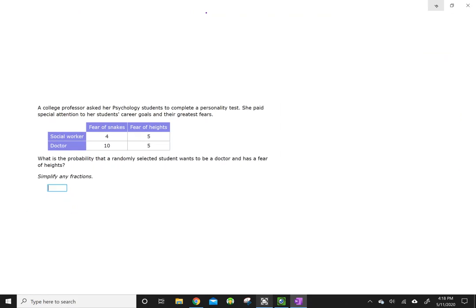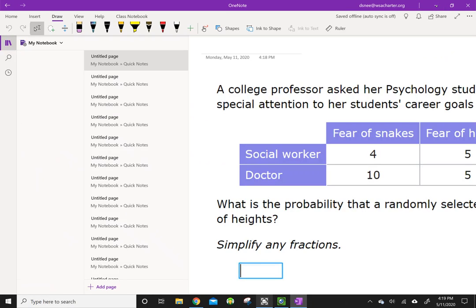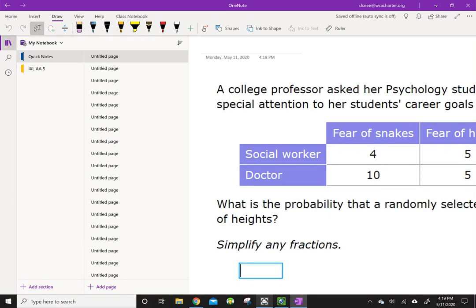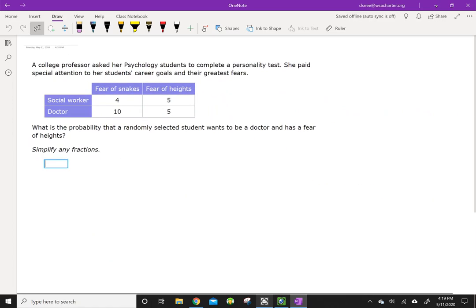Okay, it's the same kind of thing. We're trying to figure out what is the probability that a randomly selected student wants to be a doctor and has a fear of heights. So doctor and a fear of heights, and that's this right here. So 5 out of the total, okay, and the total is 24.